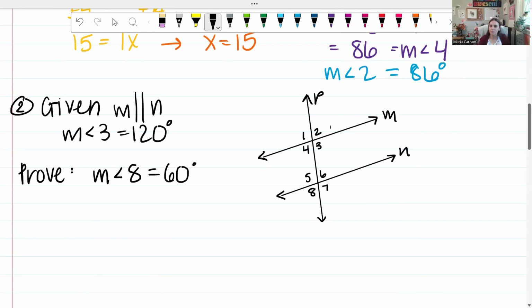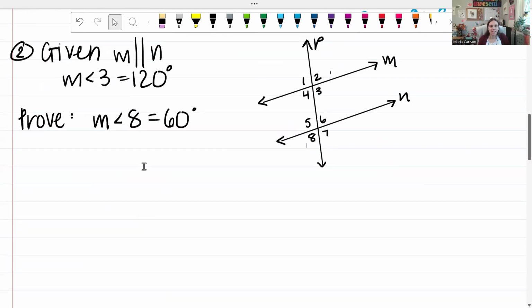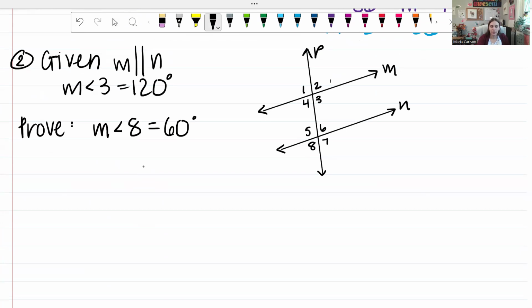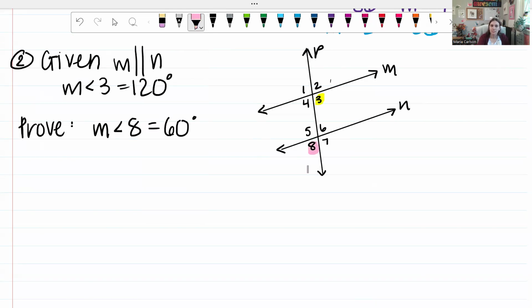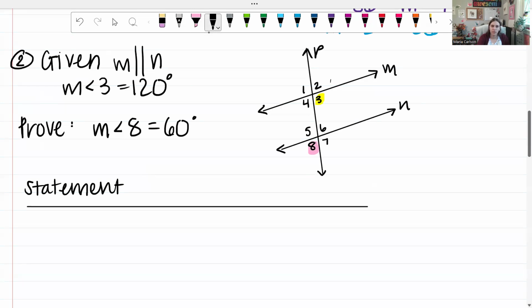And make sure you label your angles like I did, otherwise your proof is not going to be quite the same. So it's given that M and N are parallel and that the measure of angle 3 is 120 degrees. And here is angle 3. We want to prove the measure of angle 8 is 60 degrees. So let's set up our 2-column proof. We have our statement and reason.